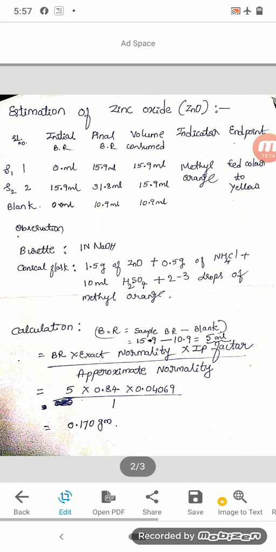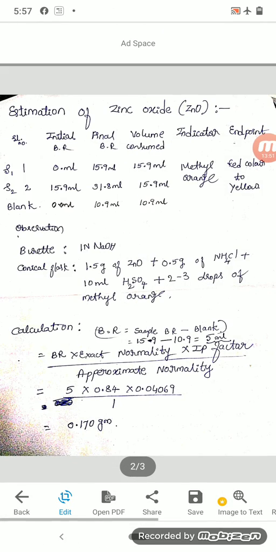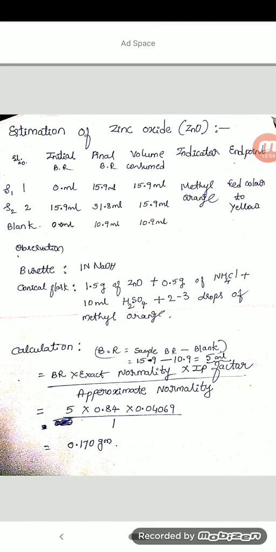Finally you will get how much zinc oxide is present in the given urine sample. Here you can mention the report: the amount of zinc oxide was found to be 0.1 gram. You can also mention that the actual normality of 1N NaOH was found to be 0.84 N. Like this you can perform the estimation of zinc oxide. As I already told, this is the last experiment in your PC1 chemistry.